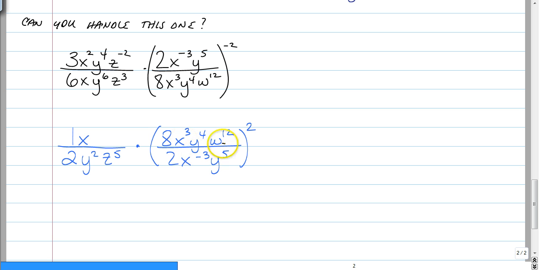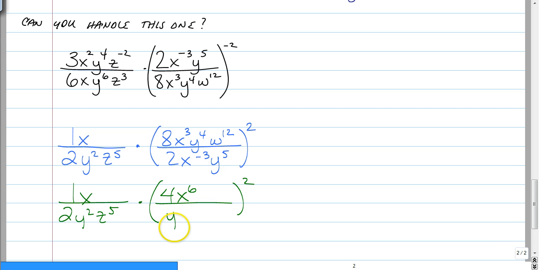Now you can square everything inside, or in this case, you might want to simplify what's inside first to make it more manageable. So this is still going to be 1x over 2y squared, z to the 5th, times. Now let's simplify the inside before we square it. So that's a 4 on the top. We have 3 x's on the bottom that want to be on top, so that's x to the 6th. We've got y4 and y5, so that's 1 extra y downstairs. And we have a w to the 12th on top still, and now we're squaring everything.